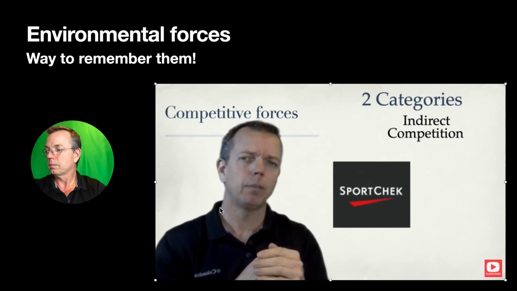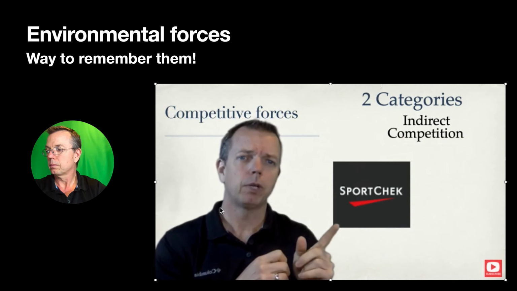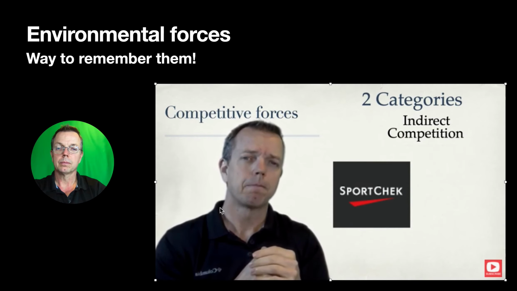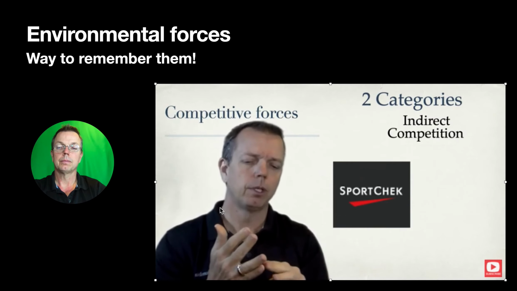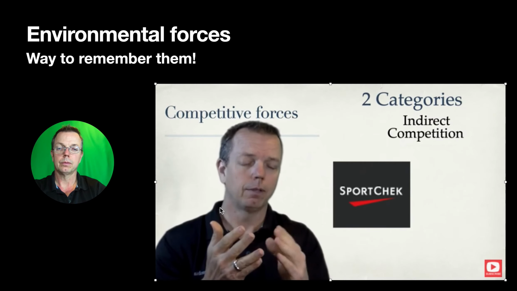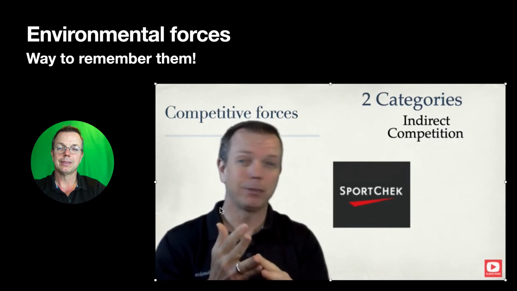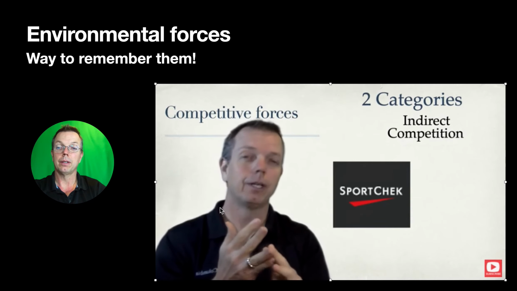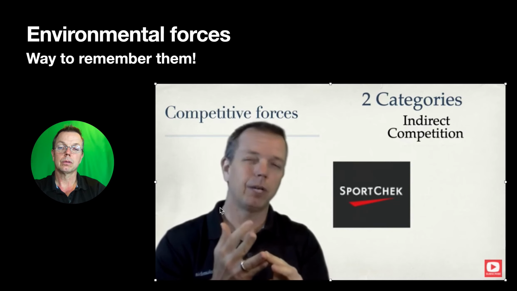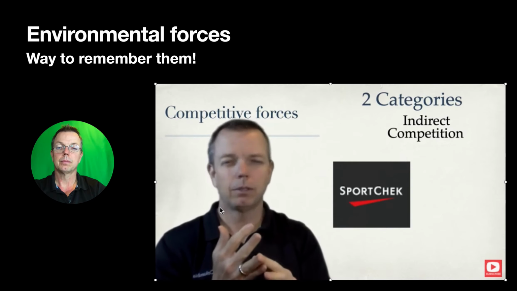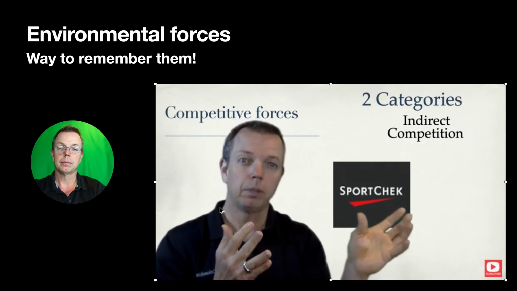So for this example, what would be a direct competitor for Sport Check? Most of you would think right away, National Sports, but I think I just told you that they're actually owned by the same company, Canadian Tire. So technically, they're not direct competition. Indirect, could be Play It Again Sports. The layouts are a lot smaller, so not really, but they could be in that category.